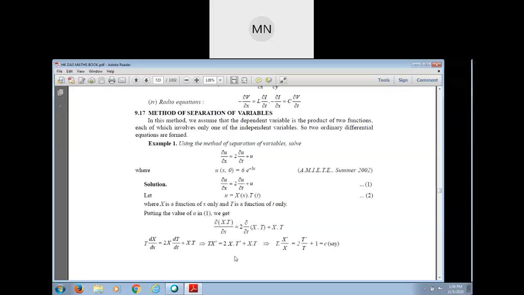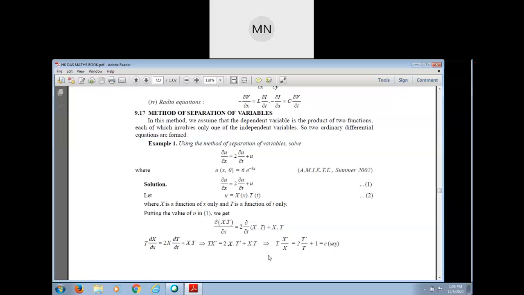Twice t dash plus t, twice x bracket of t dash plus t. So the next step, we can separate x and t. Then we get x dash divided by x equals twice t dash divided by t plus 1. Because in this step, we have to separate x and t. Here one step is skipped.